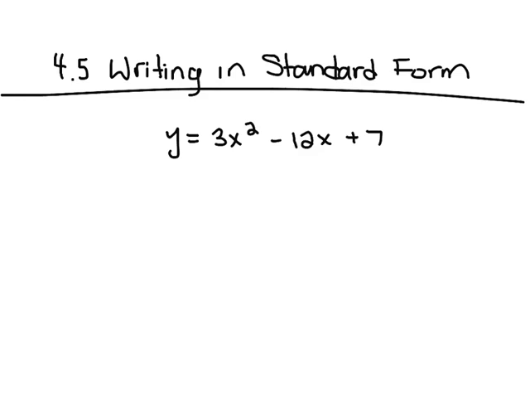Writing in standard form. What we're going to do is take something that is in the form y equals ax squared plus bx plus c, so in general form, and move it to standard form, which is, of course, y equals a(x minus p) squared plus q.